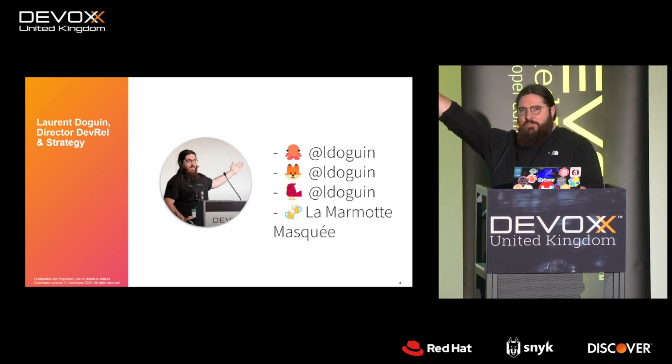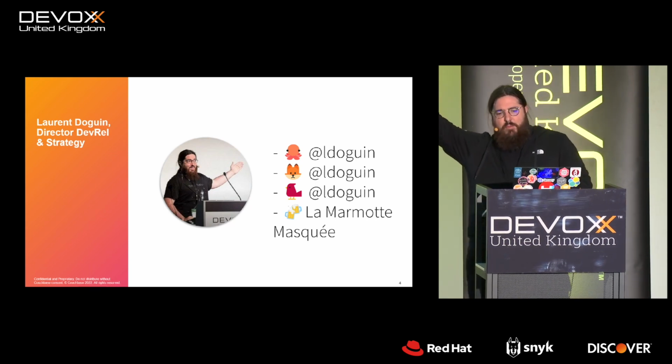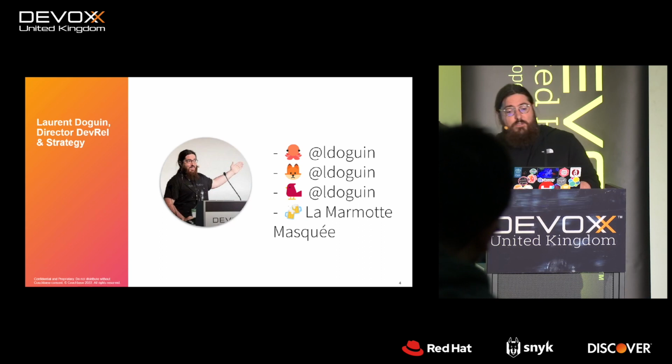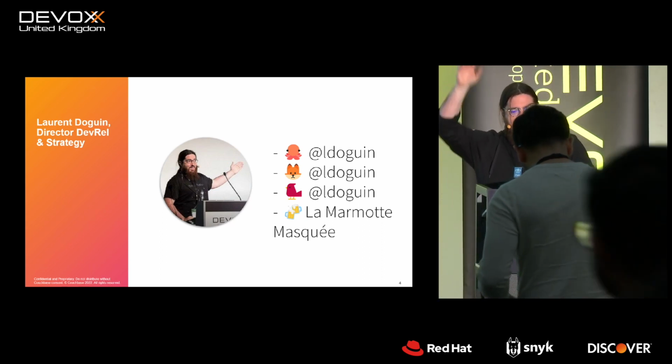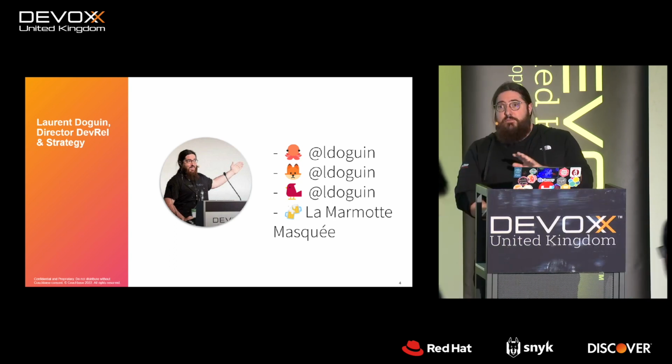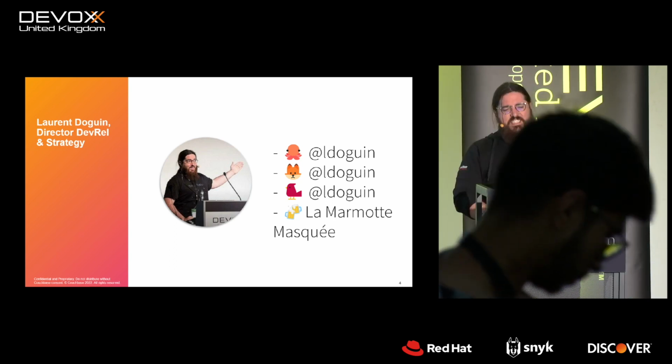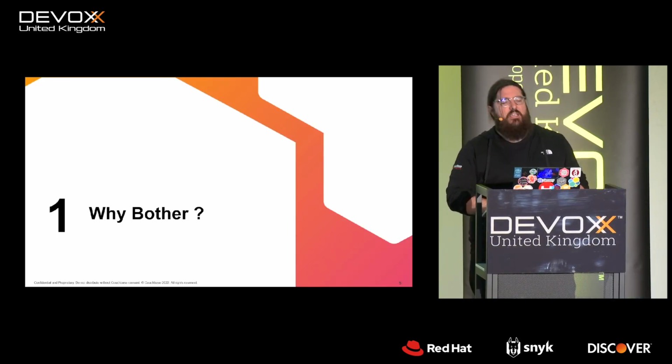This is my social network. You can find me on GitHub or GitLab or Twitter, or La Marmotte Masquée, which is a brewery that I own. I brew beer in my spare time, if you're in France. We don't export yet. Maybe one day.